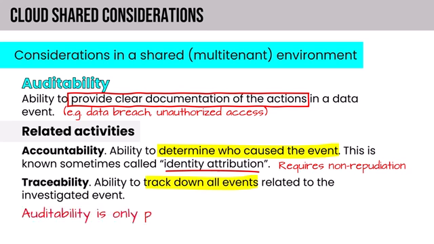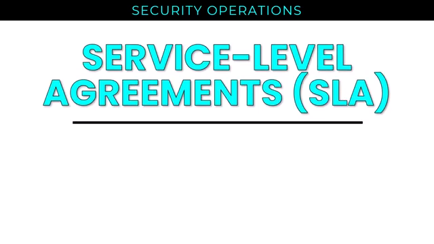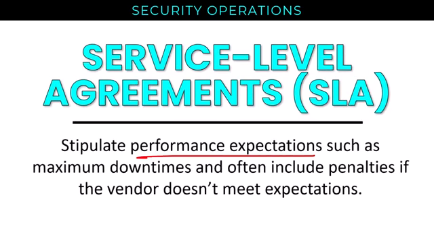Bottom line, auditability is only possible with proper logging, providing accountability and traceability. So these two things must be true for auditability to also be true. So service level agreements. These stipulate performance expectations like maximum downtimes and often include financial penalties if the vendor doesn't meet expectations. Service level agreements are typically used with vendors.